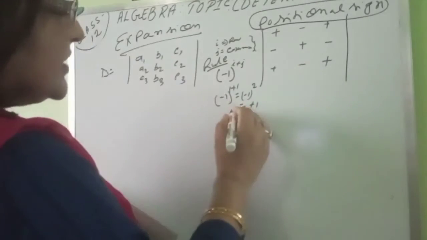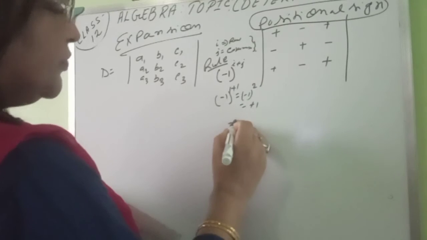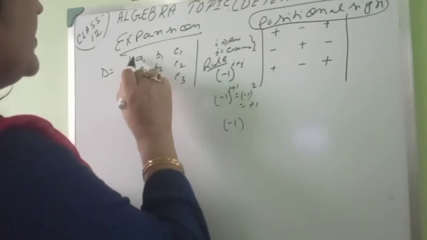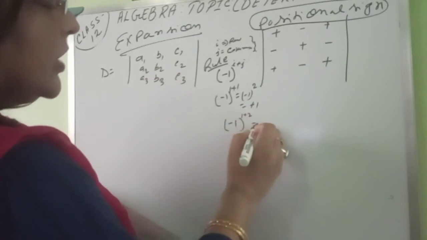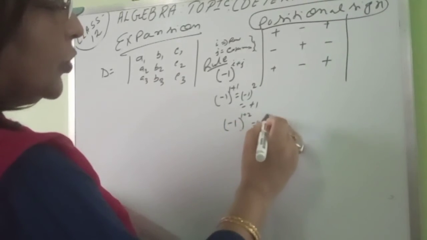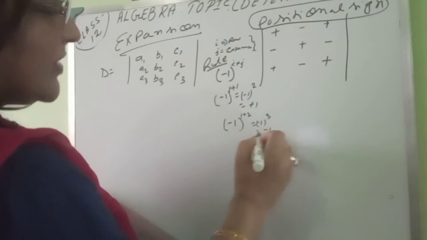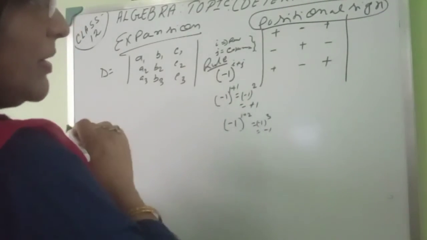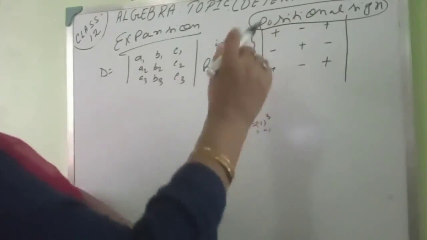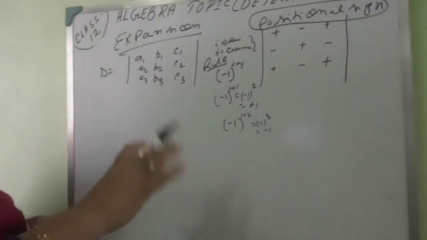Okay. Similarly, the second position, this is the first row and the second column. So -1 whole to the power 1 plus 2, that means -1 whole to the power 3. Since this is an odd number, it is coming -1. So this is negative. That is why this positional sign is coming -1. Like this, we can find all the positional signs in this way.